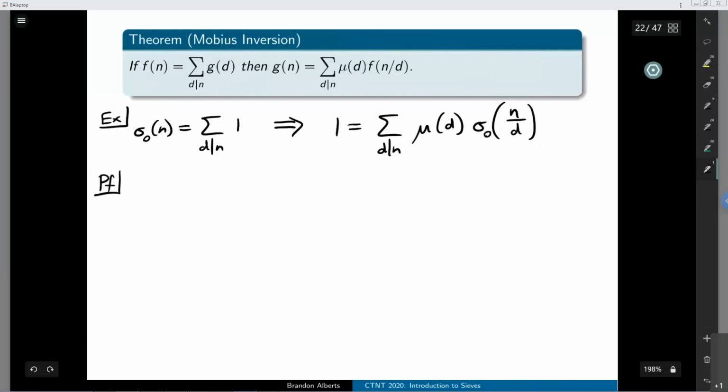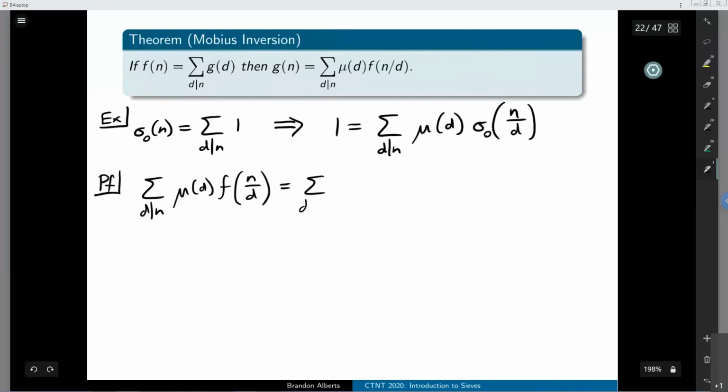All right. Let's do this proof real quick first. So we are taking this sum, and we want to show that this sum is equal to g of n. So how am I going to do that?